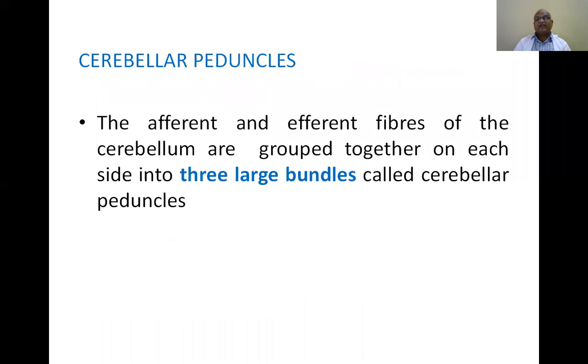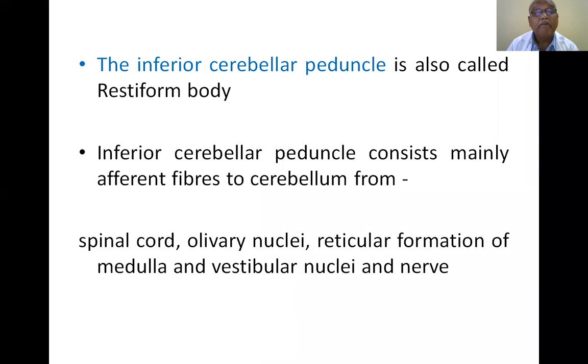Cerebellar peduncles. The afferent and efferent fibers of the cerebellum are grouped together on each side into 3 large bundles called cerebellar peduncles. They are the superior cerebellar peduncle connecting the midbrain, the middle cerebellar peduncle connecting the pons, and the inferior cerebellar peduncle connecting the medulla. The inferior cerebellar peduncle is also called the restiform body. Already I told you in the first.